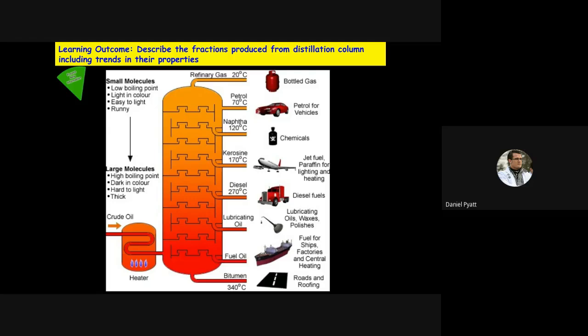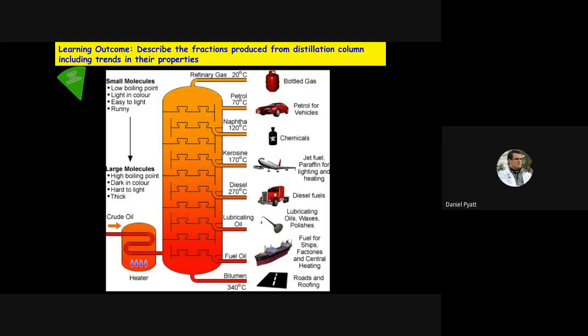We use that for lubrication, for waxes, for polishes, etc. Then we have diesel, which happens at about 270 degrees. And obviously, we use that for diesel fuel. And kerosene, 170 degrees. We use that for jet fuel, for paraffin.